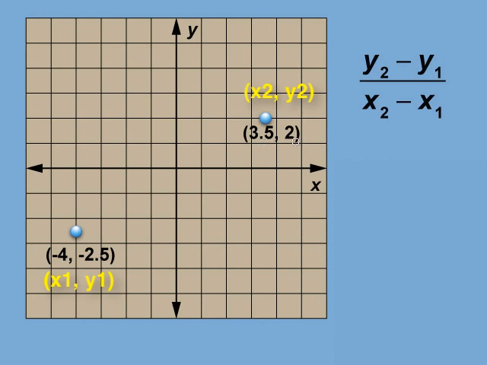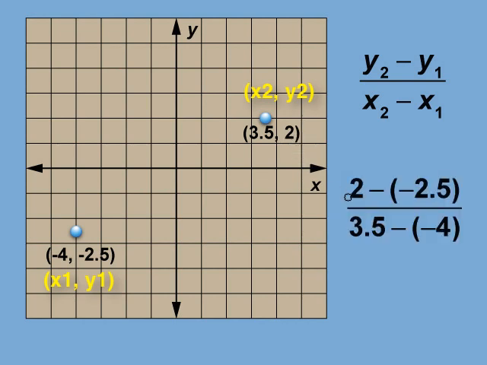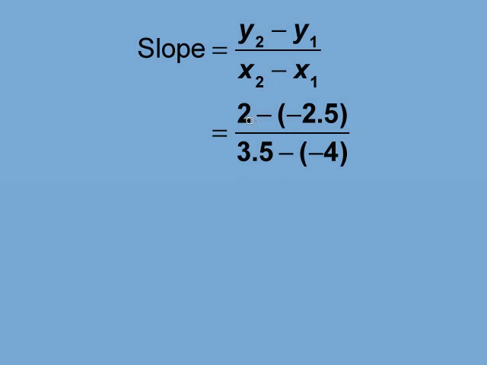Now we plug these values into the formula as shown here. This is y2, and it goes here. This is y1, and it goes here. This is x2, and it goes here. And this is x1, and it goes here. We take this rational expression and simplify it.